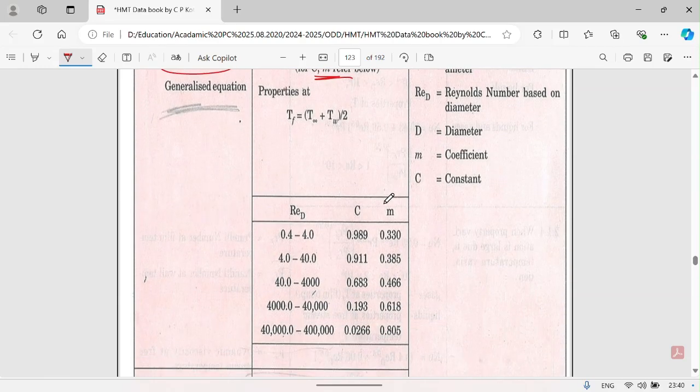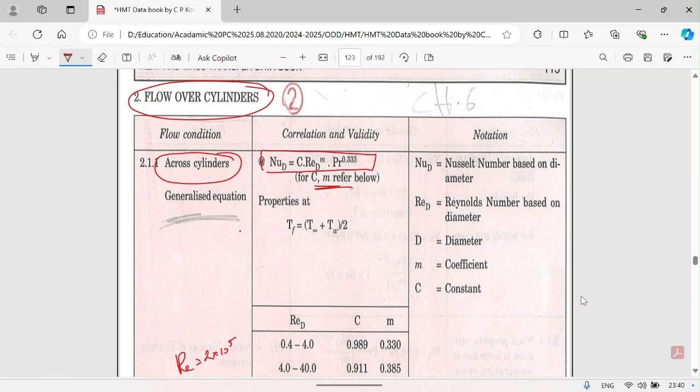So what about the Reynolds number? You can get it from the value. For our condition, we obtained the Reynolds number equal to 2 into 10 to the power of 5, which is available in this particular limit. So for our condition, C is 0.0266 and M is equal to 0.805. In some cases, the value may be taken as 0.027. So for approximation, M is the exponent, C is a constant, D is the diameter, and Re is the Reynolds number. So you are going to find the Nusselt number.